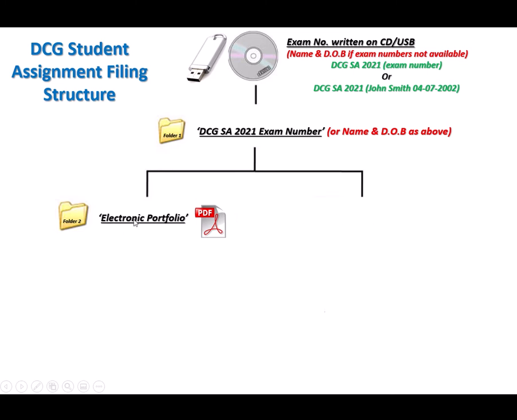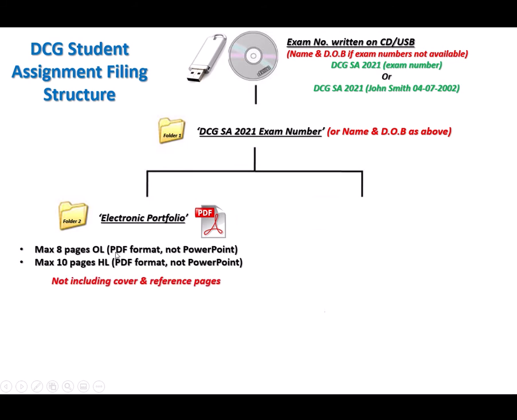In your electronic portfolio, for ordinary level, and none of you are doing ordinary level, it's 8 pages max, not including the cover page and reference page. So you guys are going to have 10 pages max, then your cover page and your reference page. So really you should have 12 pages, okay? 12 pages. What that should have is the PDF version of your portfolio. I'll show you how to do that, okay?